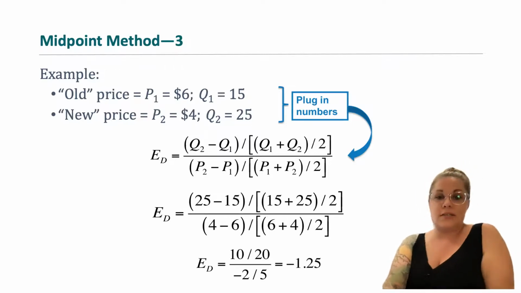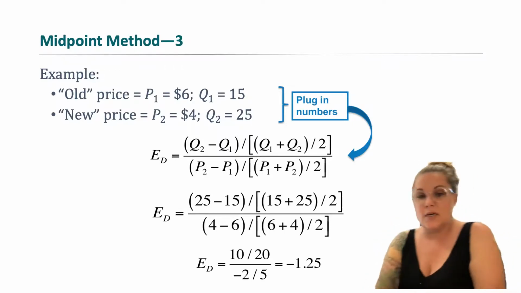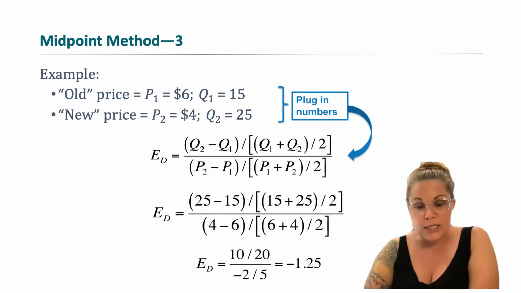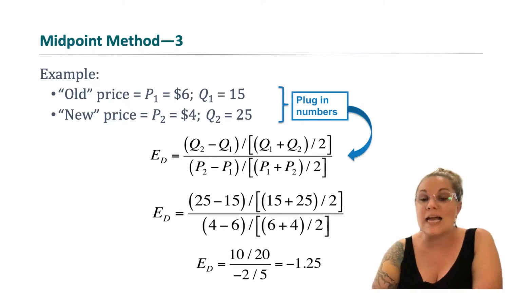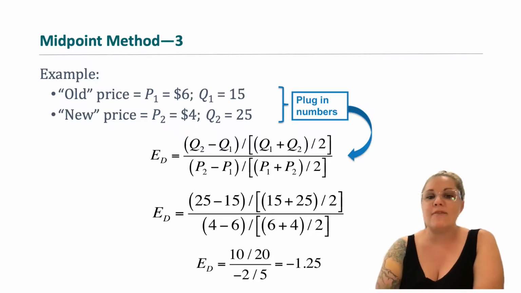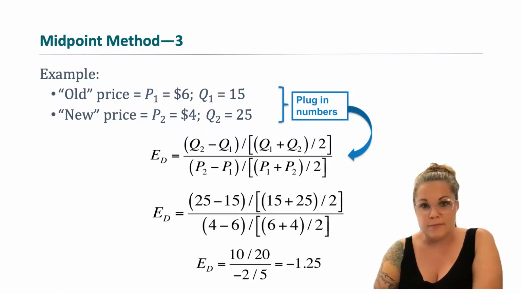Okay, so now let's look at the denominator, the change in price. First, we take the difference between the two price levels. So the new price is $4 minus the old price, which was $6. This gives us a -2. Now we take the average of those two prices. $6 and $4 is 10, averaged is 5. So in the denominator, we have -2 over 5.